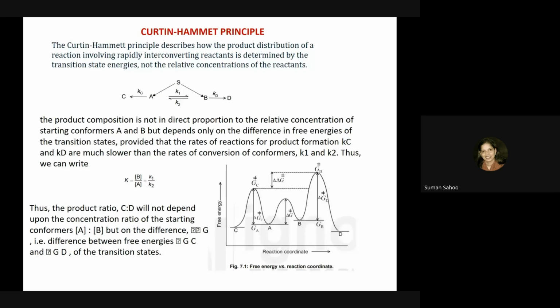What is a transition state? Whenever we perform a reaction, it passes through a high energy barrier, and that is known as the transition state, where it has the highest energy. The difference between the reactant energy and the transition state energy is known as the activation energy. In the next class, we will go into detail on thermodynamics and kinetics. So according to the Curtin-Hammett principle, the product distribution depends on the transition state energies, not on the relative concentration of the reactants.